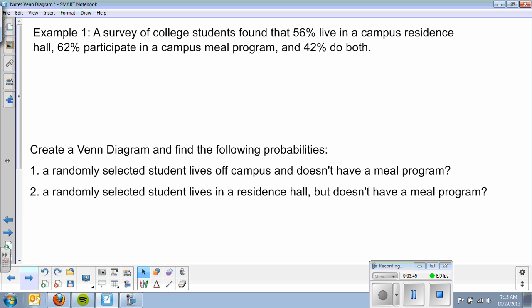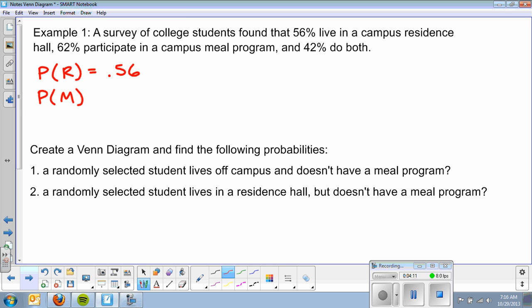Okay, so here's our first example. A survey of college students found that 56% live in a campus residence hall or dorm, and 62% participate in a campus meal program, and 42% do both. Okay, so I'm going to list my probabilities using probability notation. So let's call this residence hall, and we'll say that that's 0.56. And campus meal program, probability of that is 0.62. And 42% do both. So the probability of a meal plan and residence hall is 0.42.